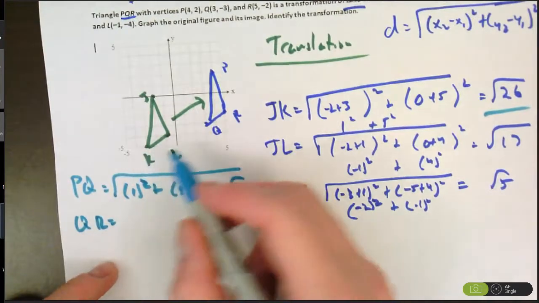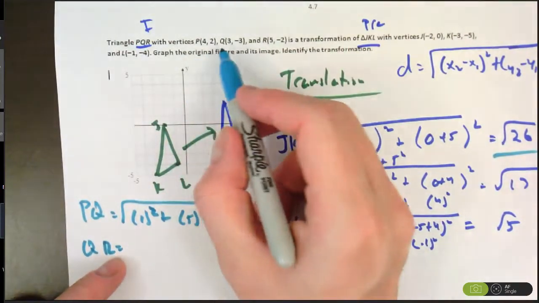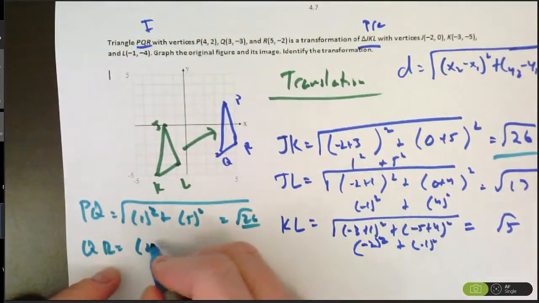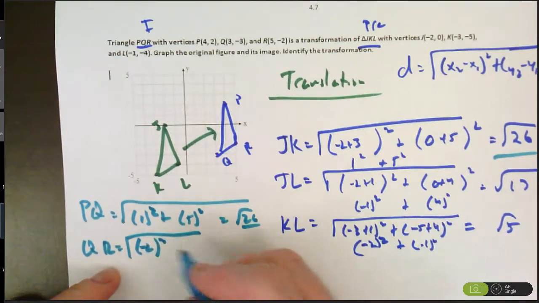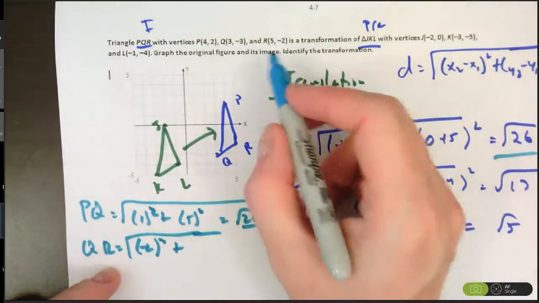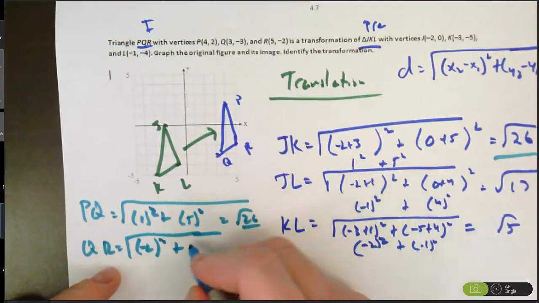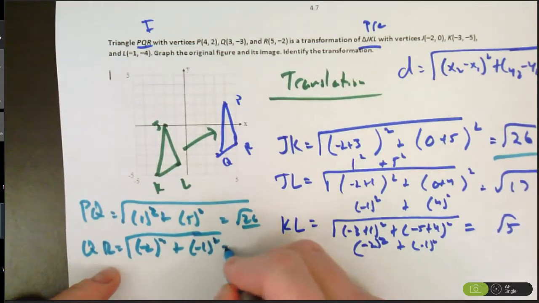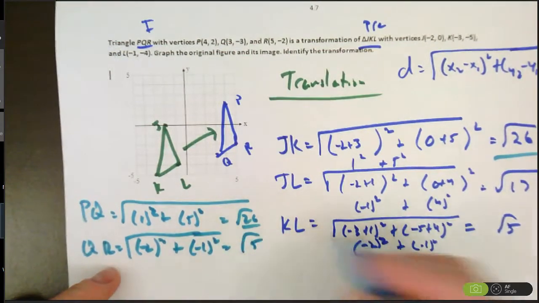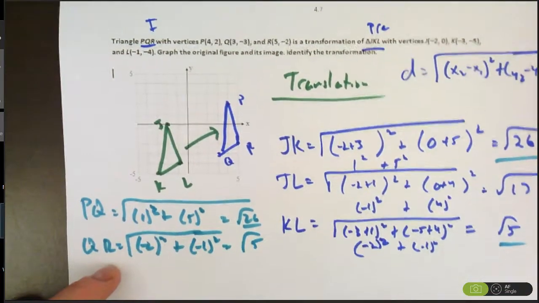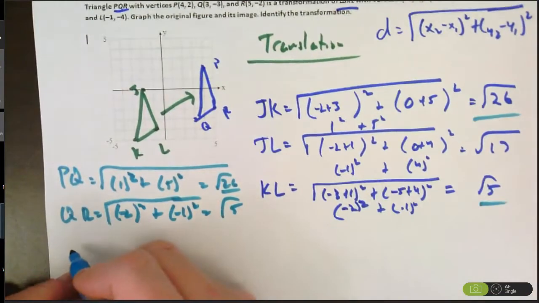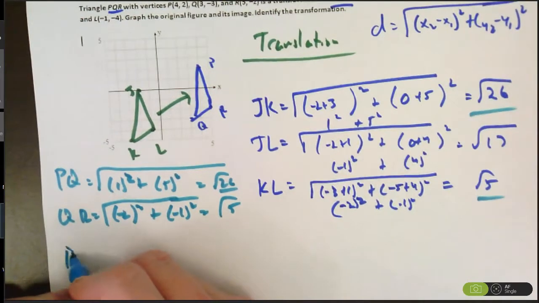which should match up with KL. So 3 minus 5, which is 2 squared, -2 technically, but it doesn't matter. And then -3 minus -2, which is -1 squared. So 4 plus 1 is root 5. Hey, those match up. And then last but not least, I've got PR.